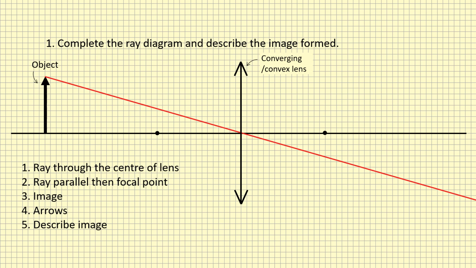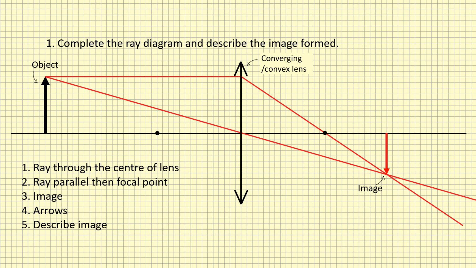Next step, draw a ray that's parallel to the axis and then goes through the focal point. So draw a ray that's parallel to the axis like this from the top of the object, and then it's going to go through the focal point like this. Okay, and then extend that line quite far. Okay, see where the lines meet? That's where the image is going to be formed. So the image is formed here. I'm going to add an arrow there to show that it's actually upside down. Okay, that's the image there.